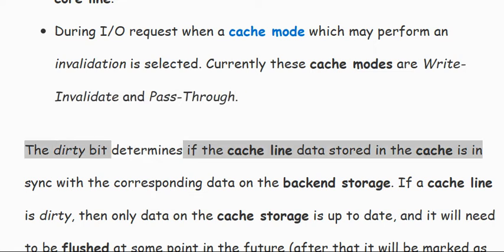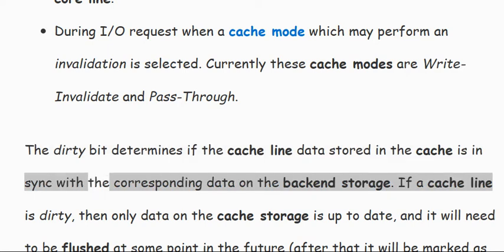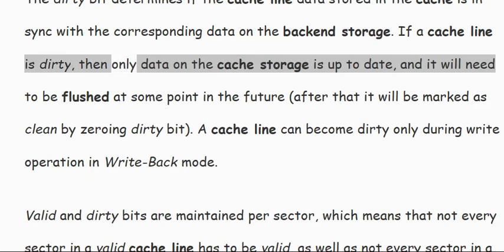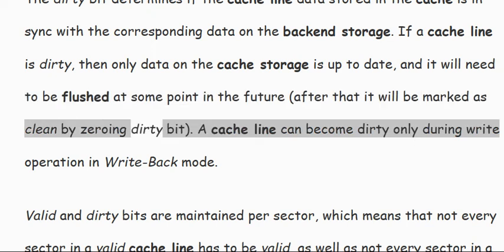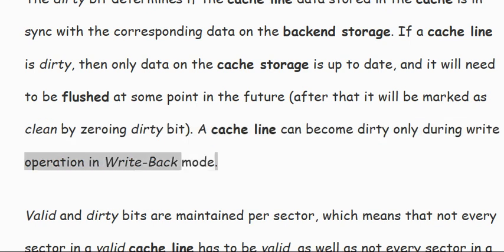The dirty bit determines if the cache line data stored in the cache is in sync with the corresponding data on the backend storage. If a cache line is dirty, then only the data on the cache storage is up to date, and it will need to be flushed at some point in the future. After that it will be marked as clean by zeroing the dirty bit. A cache line can become dirty only during a write operation in write-back mode.